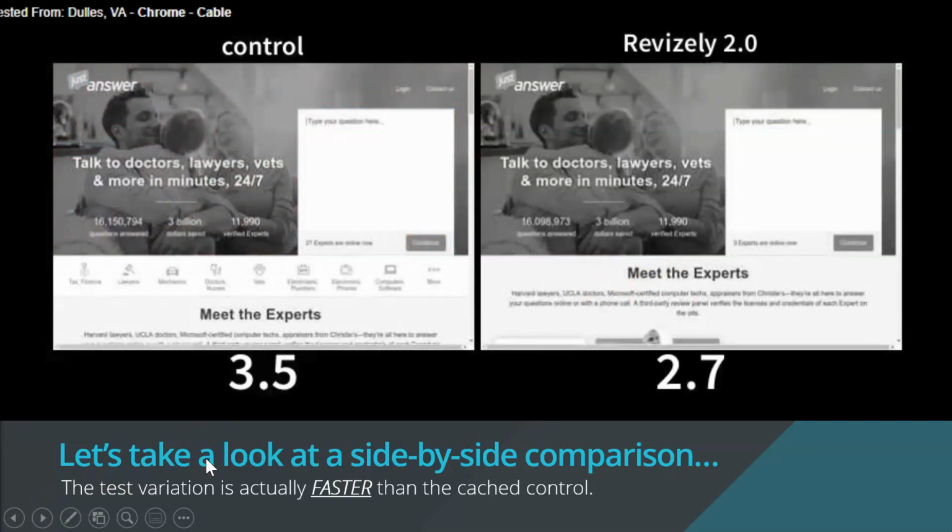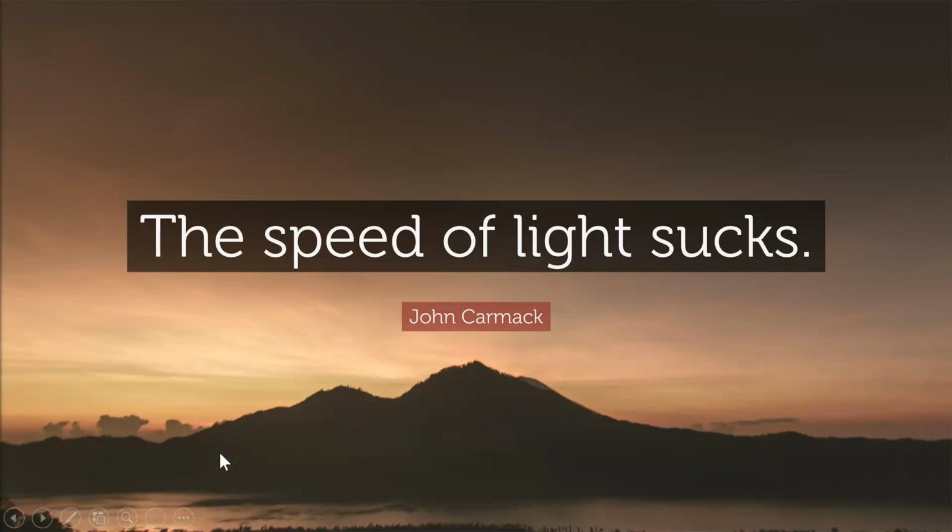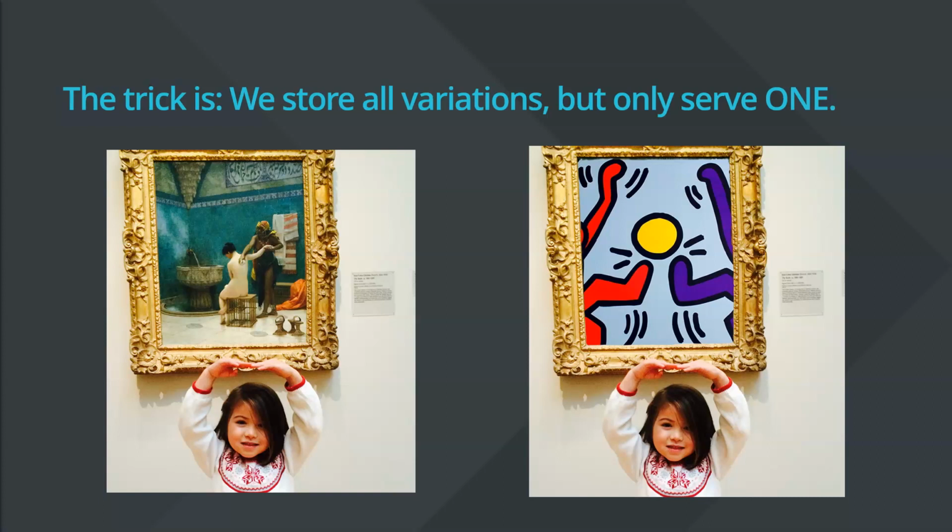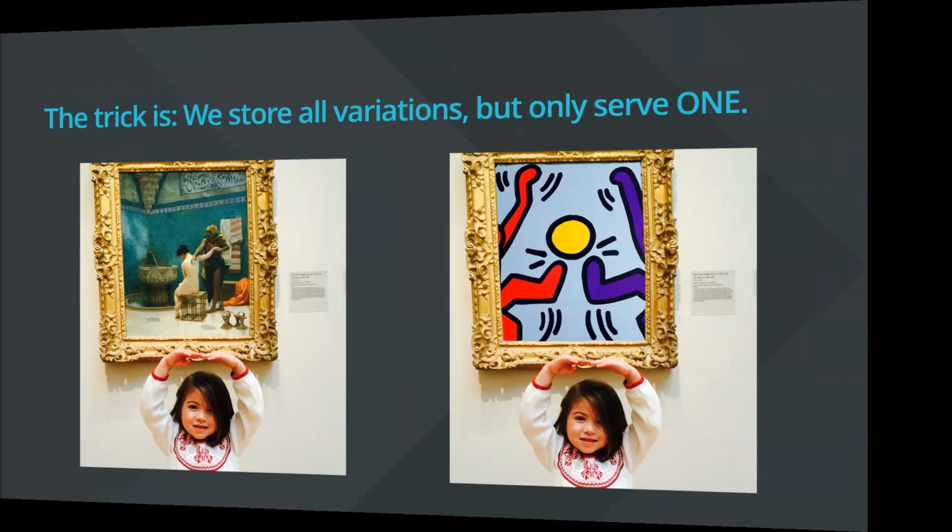And part of the reason is speed of light sucks. So in that previous slide, my browser was in San Francisco, and I was making a call to Chicago, whereas in the other experiment, I was actually making a call to a San Francisco CDN, and I just got a cached version delivered directly to my browser. The trick is that we store all the variations, but we only serve one to the customer instead of serving all variations on top of each other.